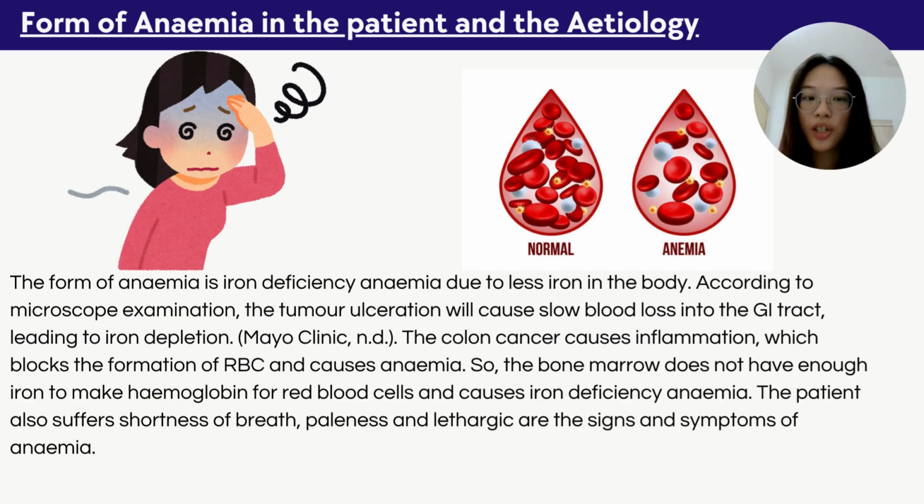The form of anemia in the patient is iron deficiency anemia, due to loss of iron in the body. The cause of anemia in the patient is that ulceration will cause blood loss in the GI tract, leading to iron depletion, and the colon cancer causes inflammation, which will block the formation of red blood cells and cause anemia. So, the bone marrow does not have enough iron to make hemoglobin for red blood cells and causes iron deficiency anemia. The patient also suffers shortness of breath and paleness, which are signs and symptoms of anemia.